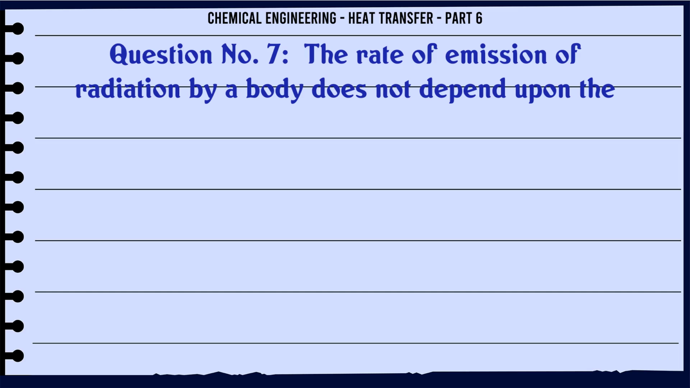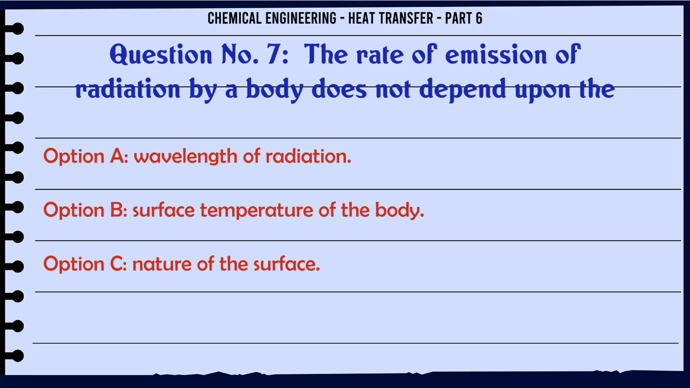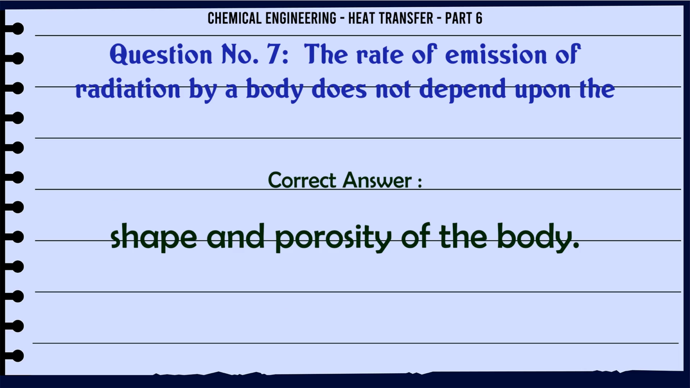The rate of emission of radiation by a body does not depend upon the A. Wavelength of radiation. B. Surface temperature of the body. C. Nature of the surface. D. Shape and porosity of the body. The correct answer is shape and porosity of the body.